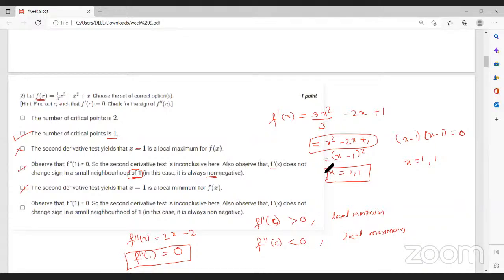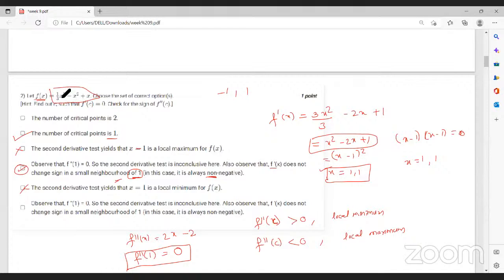Here we are getting two real roots, minus 1 and 1, right? Yes, sir. If we put both values, the neighborhood of 1 will not change the sign. This one is correct, right? Because if we get minus 1 and 1, then if we put the value in this function, what will I get?